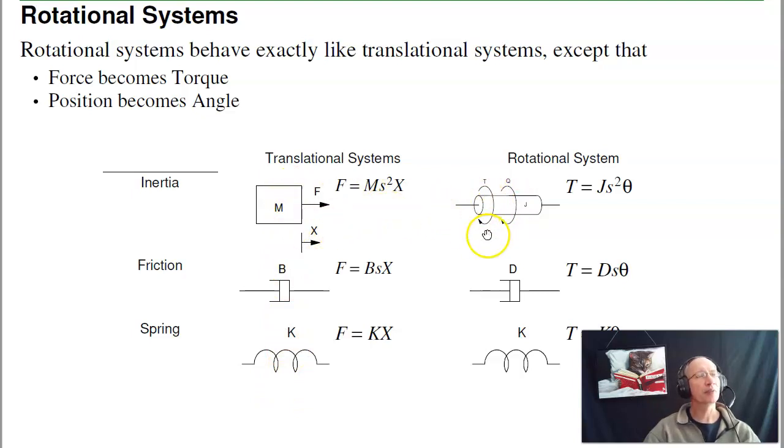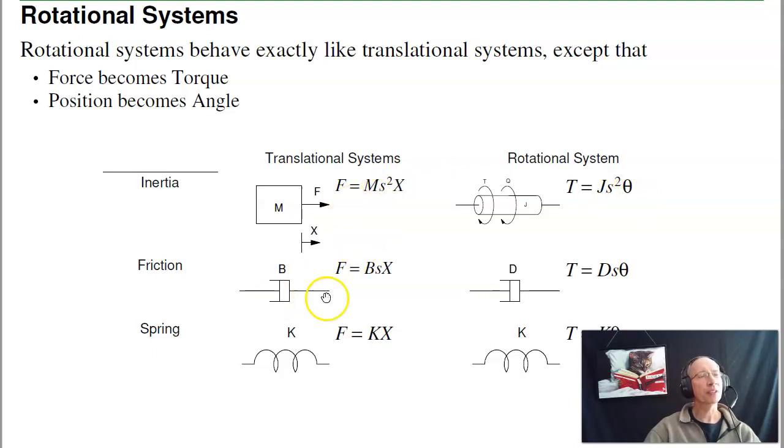The symbol for inertia is like a mass. Think of a solid iron core. It takes energy to make it spin. Once you get it spinning, it wants to keep spinning. And the symbol for rotation is J for inertia. And the variable is theta, the angle, rather than displacement.